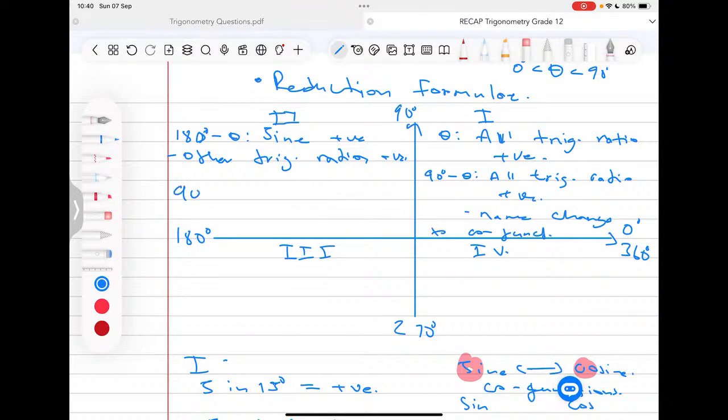So if you see an angle 90 degrees plus theta, this means it's an angle in the second quadrant. And again, our sine will be positive when you deal with such angles. Then the other trig ratios or trig functions, sometimes we call them, will be negative, right?